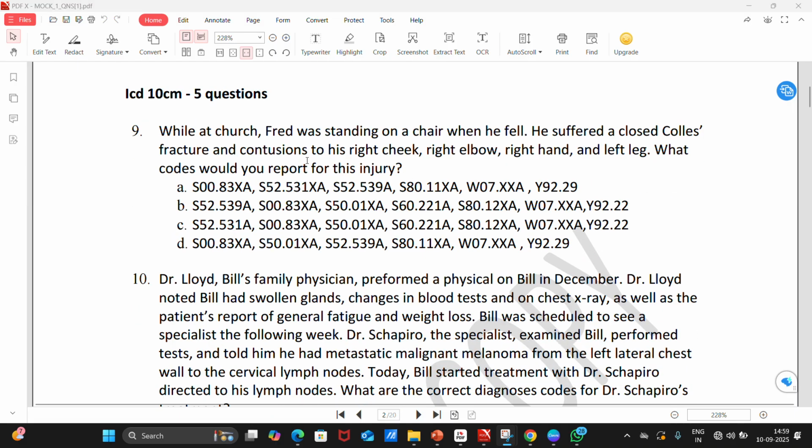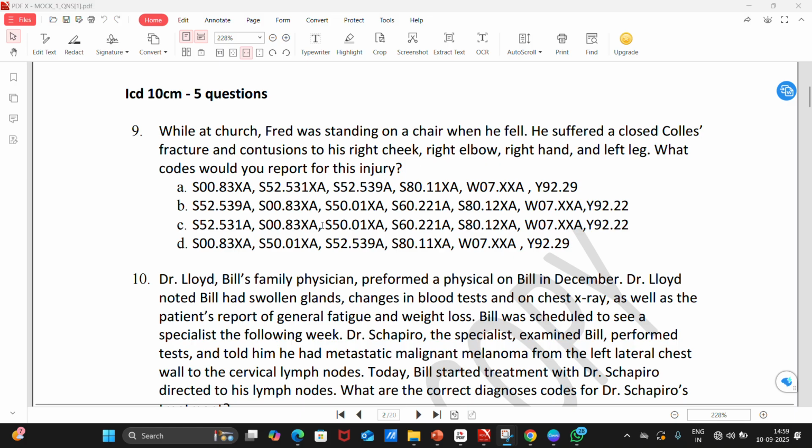Next is ICD session, ICD-10-CM. Here 5 questions are there. Ninth one. While at church, Fred was standing on a chair when he fell. He suffered a closed Colles' fracture and contusion to his right cheek, right elbow, right hand and left leg. What code did you report for this injury?